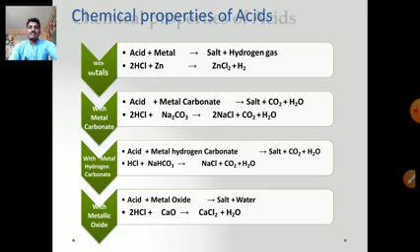And fourth one is with metallic oxide. The acid reacts with a metal oxide, it is converted into a salt plus water. 2HCl reacts with calcium oxide, it is converted into CaCl2, calcium chloride plus water.